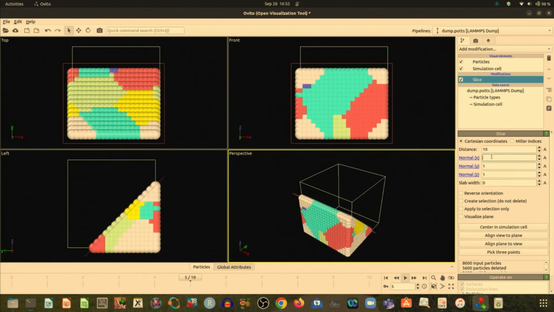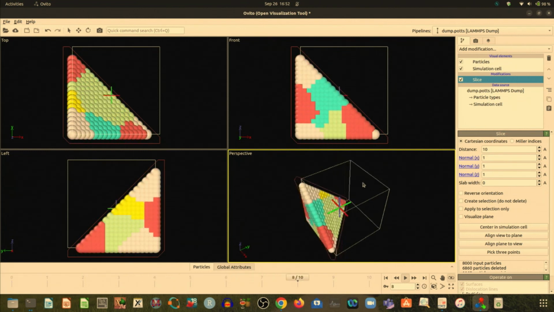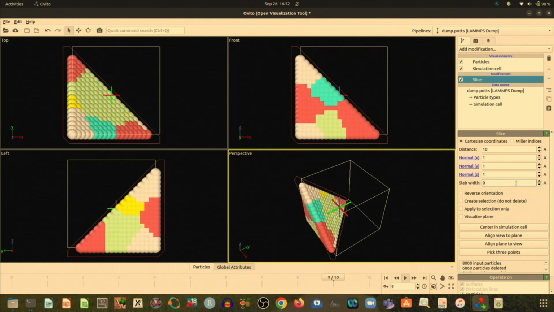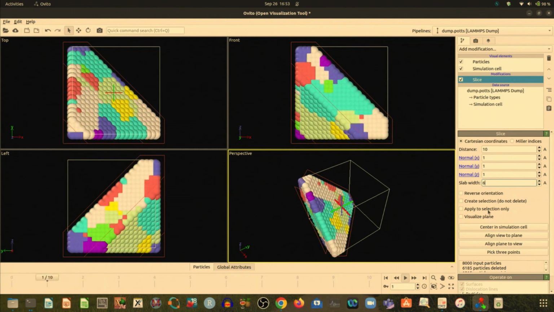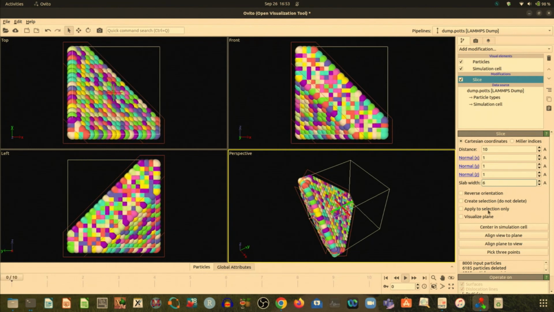The slab width. I can give the slab width to be 5 or so. This I think you can shift through, to make it go through. Oh, I see. Just by using the up and down arrows.